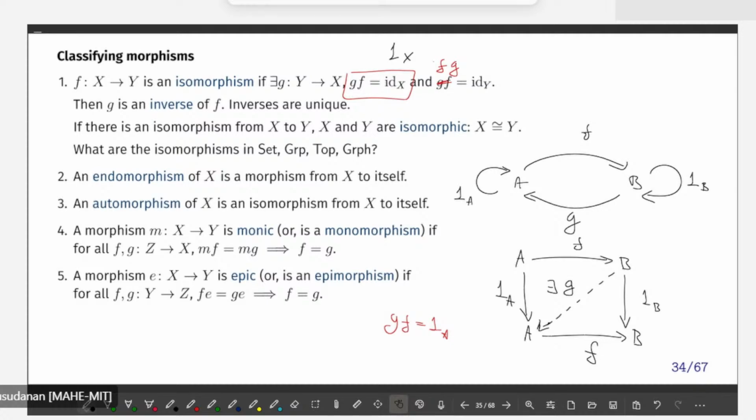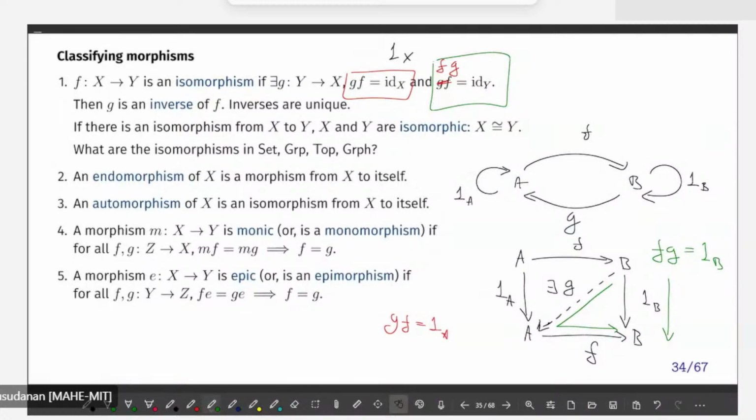Okay. So here there are two paths from B to itself. Maybe these two parallel paths. So one is this, F after G. The other is 1B. So these should be equal. So that gives you the other. Okay. So the diagram expresses the definition.